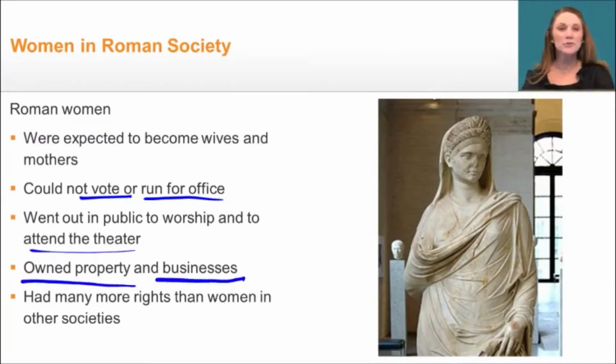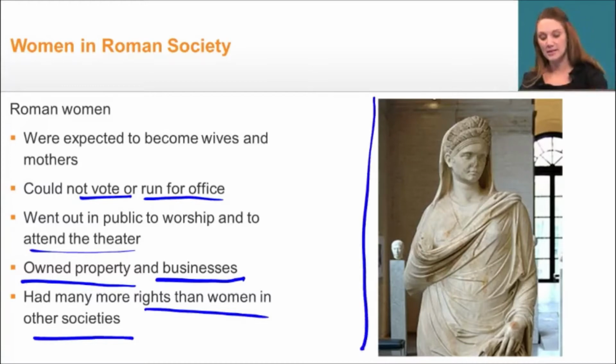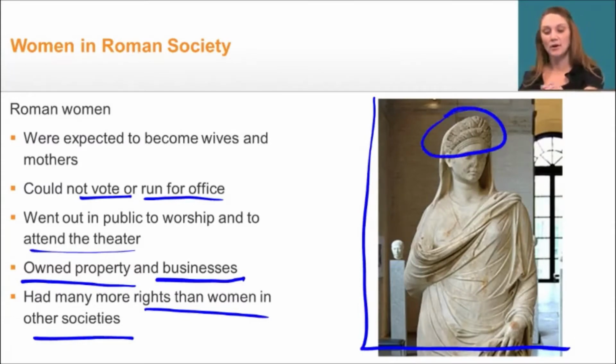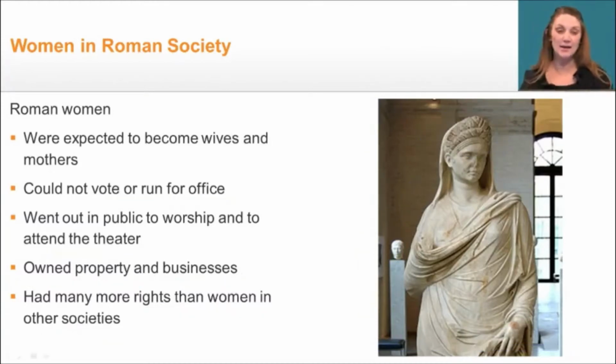These women enjoyed rights that many women in the Renaissance and time periods after them, up until the 1800s, did not. They also had more rights than women in other societies, as I just said. As you can see, this woman here is clearly educated. She has wealth. You can tell by what she's wearing over her head, as well as her clothing. This is how I can tell.